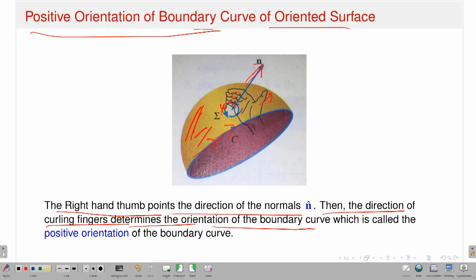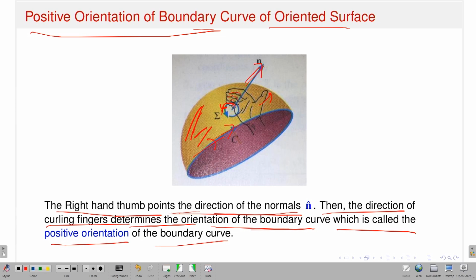So that means in this way you can also get the orientations of your boundary curve. That is exactly what I have written. The right hand thumb points in the direction of the normal n cap, and then the direction of the curling fingers determines the orientation of the boundary curve, which is called the positive orientation of the boundary curve.